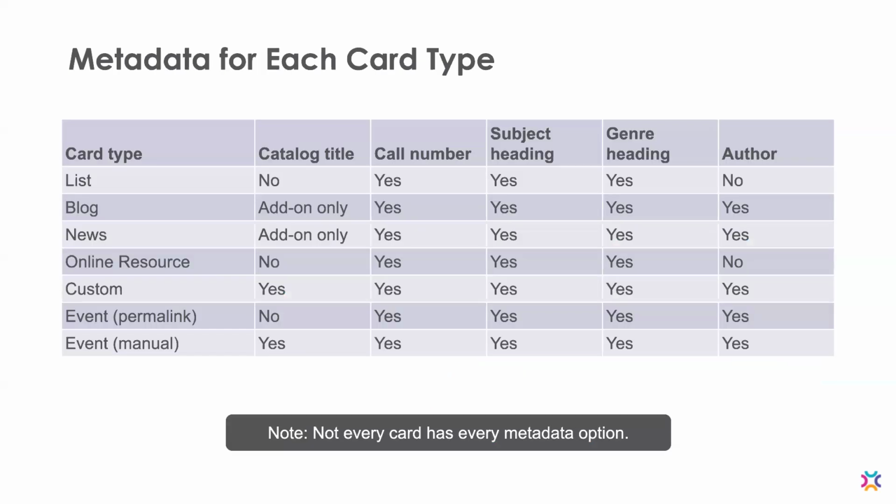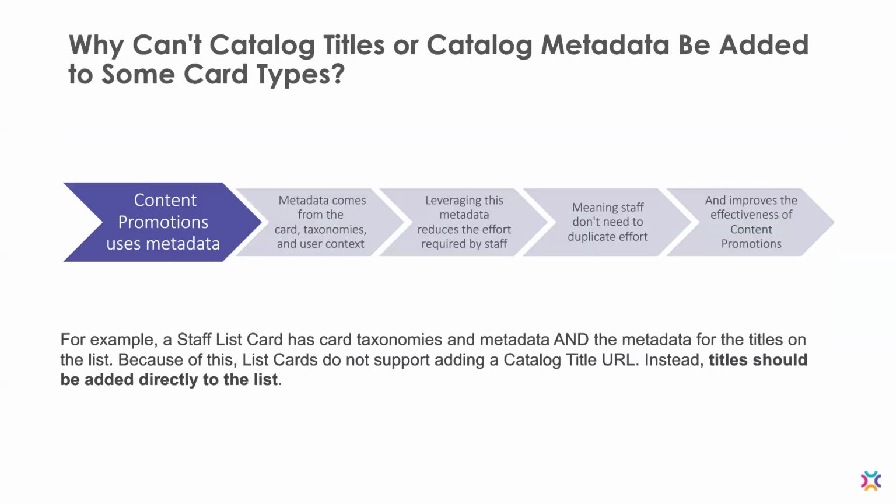Now, all the cards that you create, some allow you to add certain metadata and some don't. For example, a list card does not allow you to associate particular catalog titles with it. The reason is, if your staff is making a list and they want to make sure that the list would show up in a search for somebody looking for Red, White, and Royal Blue, Red, White, and Royal Blue should just be put on the list. So that's one of the ones that has tripped up libraries in the past. And that's the example I just gave.